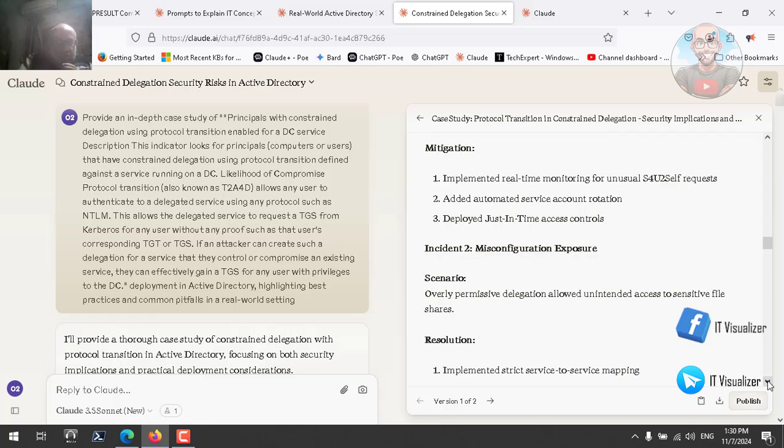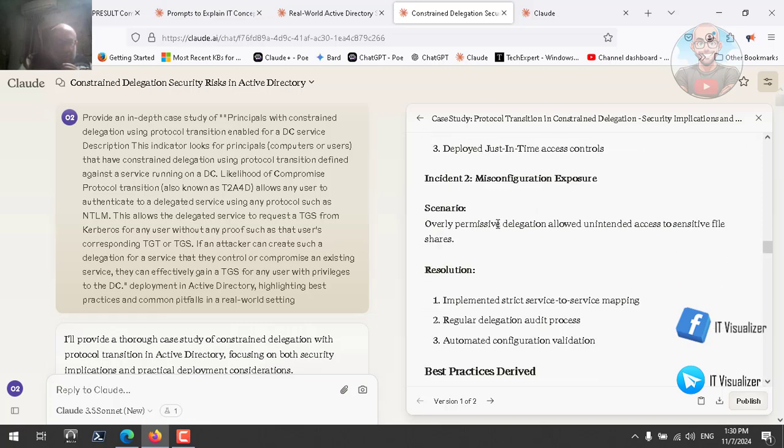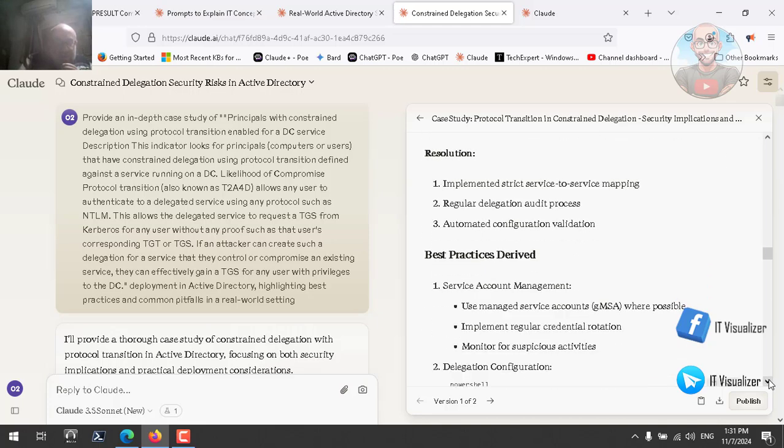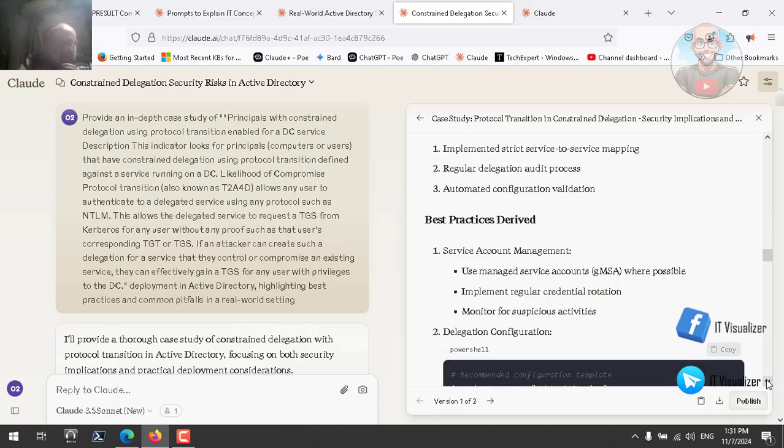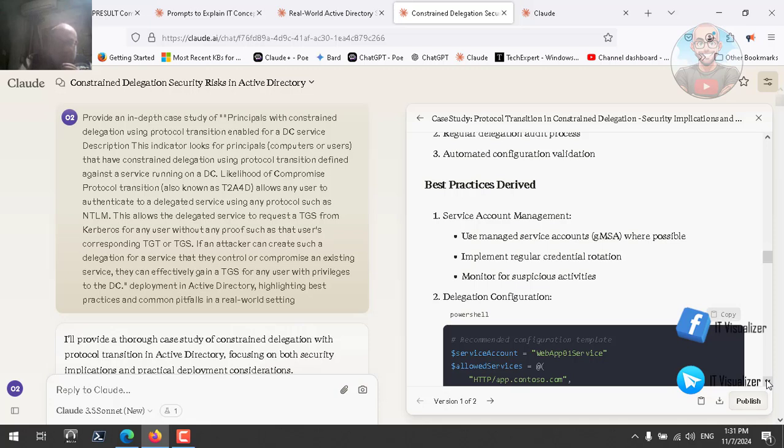He's saying incident 2, misconfiguration exposure: overly permissive delegation allowed unattended access to sensitive file shares. Implement strict service-to-service mapping, regular delegation audit process, automated configuration validation. This is a very complex example, and I don't actually comprehend what he's talking about. He's talking about the concept or the security indicator, but he's confusing both how to protect and the hacking process. This is not that clear, but anyway, it's good info.